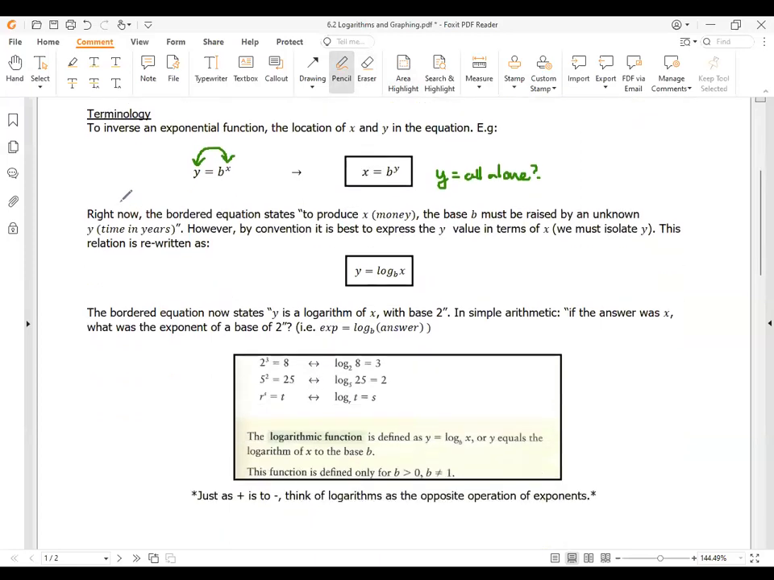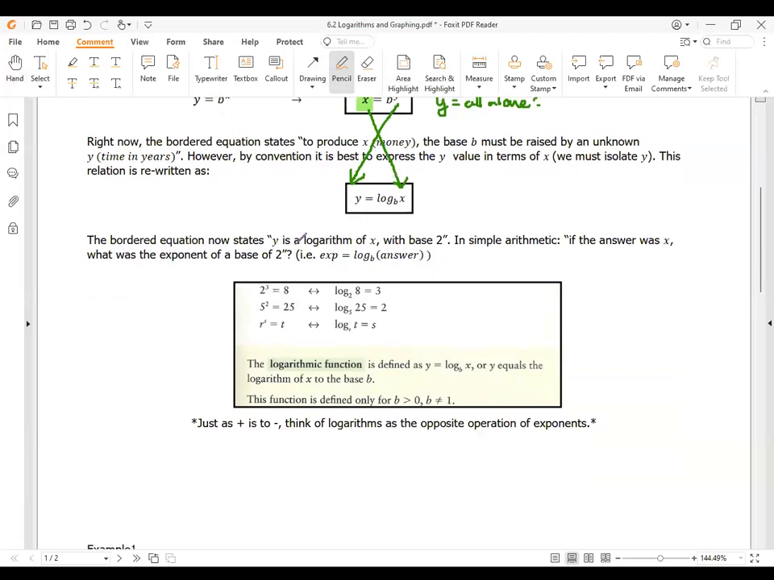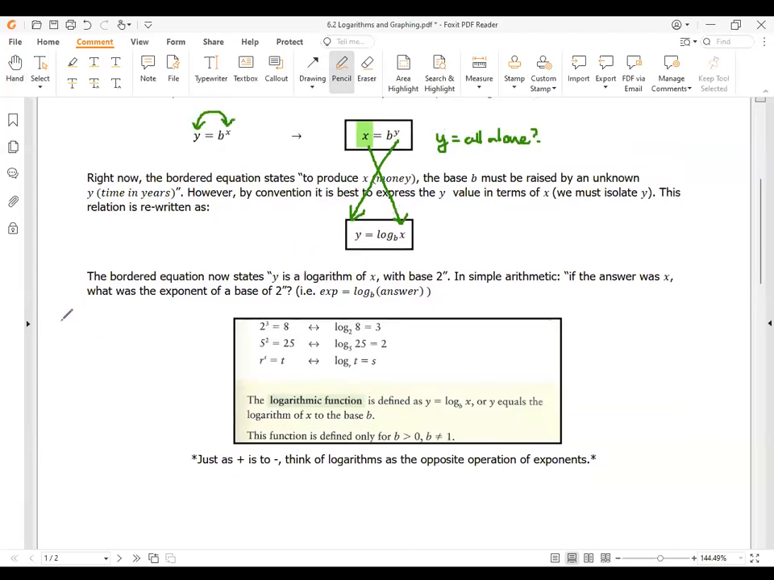So let's read the question. Let's read the sheet. Right now, the bordered equation states to produce x money, everyone follow along with me, to produce x money, the base b must be raised by an unknown y number of years. However, by convention, it's always nice to have y all alone. And so we introduce and rewrite this new equation as that. So the best way to read this is something like this. This is all just a handout.